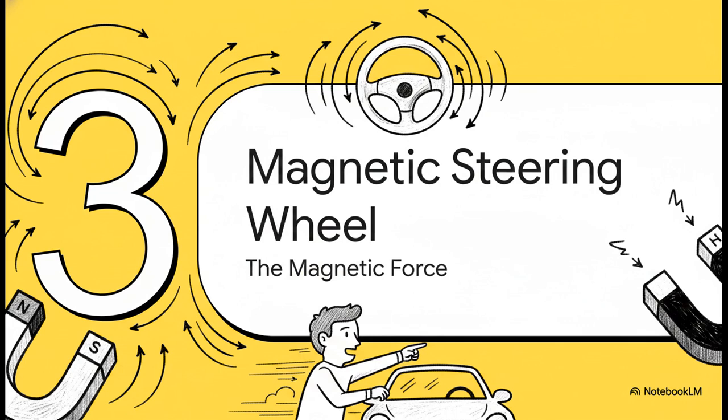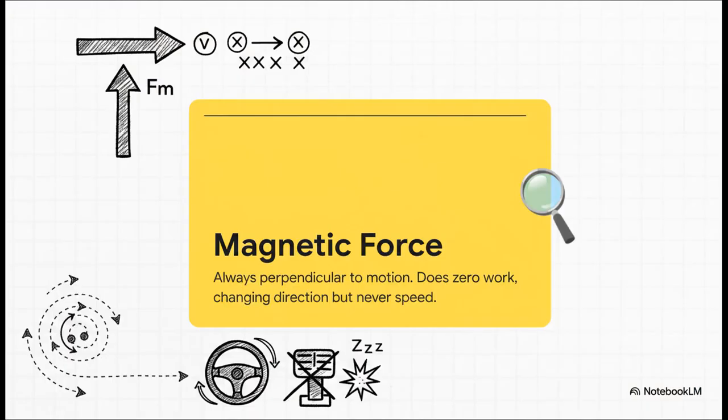Which brings us to Section 3, the magnetic steering wheel, the magnetic force. So, if the electric force is the gas pedal, the magnetic force is the ultimate backseat driver. Our formula for the magnetic force is Fm equals Q times V cross B. Because of that cross product, this force is always perfectly perpendicular to the motion of the particle. And because it's perpendicular, it does absolutely zero work.